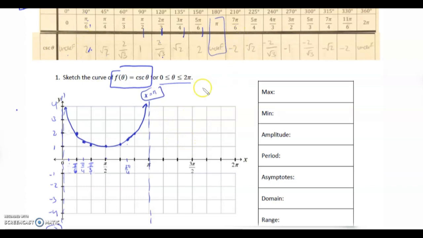And then we keep going. So 7 pi by 6 and -2. That's going to approach the vertical asymptote. 5 pi by 4 is going to be right in the middle, just like the 45 degrees is in the middle over here. And then we have 4 pi by 3, and then we have -1. And then this is symmetric.